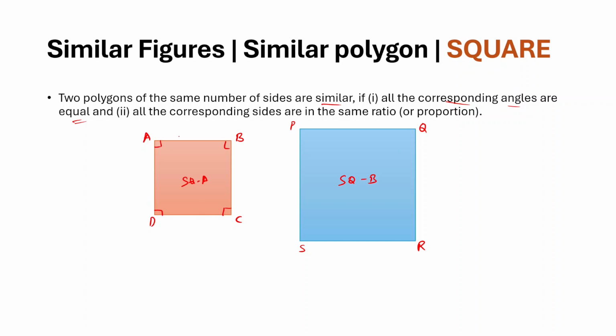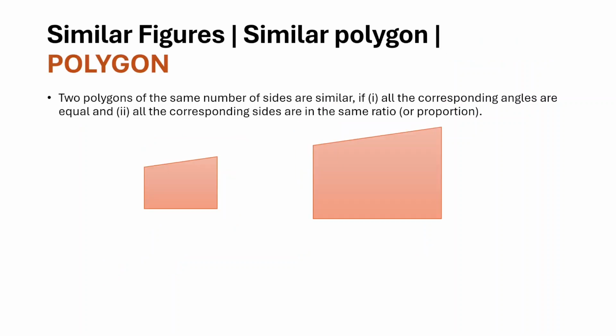Okay, and corresponding sides, AB divided by this side and this side, if you take AB and AD, is proportional to PQ and PS, because we have taken these two sides. Similarly, you can apply the same formula for other sides also. So similarly, let us take an example of a polygon to understand the similar figure or similar polygon definition or theorem. This has four sides, but this is not actually either a rectangle or a square, right? This is in a different shape.